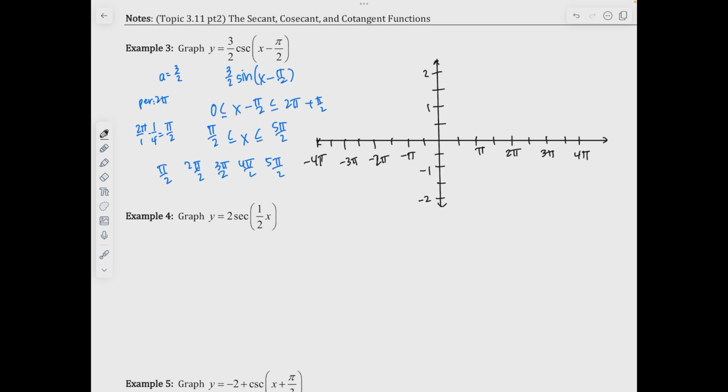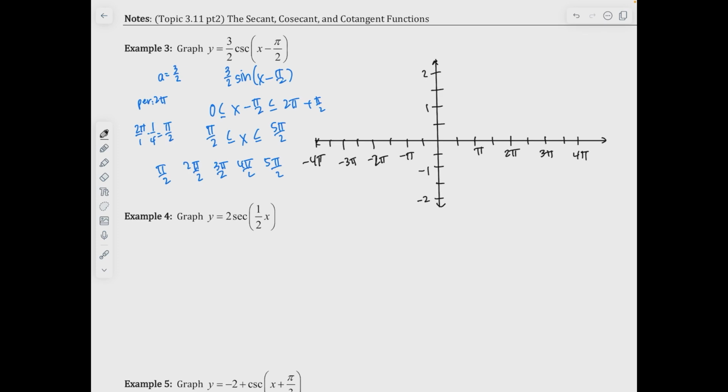Okay, now I'm going to draw in sine. So sine is going to be from pi over 2 to 5 pi over 2. And so at pi over 2, I'm going to be at my 0. And then I will go up to 1.5, down to negative 1.5, and then at 5 pi over 2 I'm going to complete.